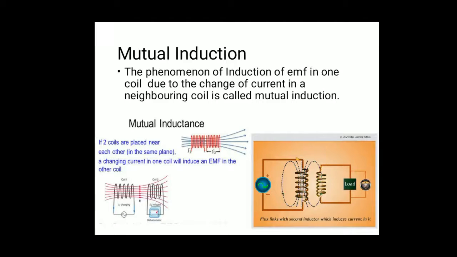We have been discussing the chapter electromagnetic induction. In the previous class we discussed what is self-induction, what is back EMF, what is the coefficient of self-inductance, and what is the SI unit of self-inductance, that is Henry, and its definition. And we derived the expression for the self-inductance of a long solenoid, and we discussed what is electrical inertia. Self-inductance is called the electrical inertia.